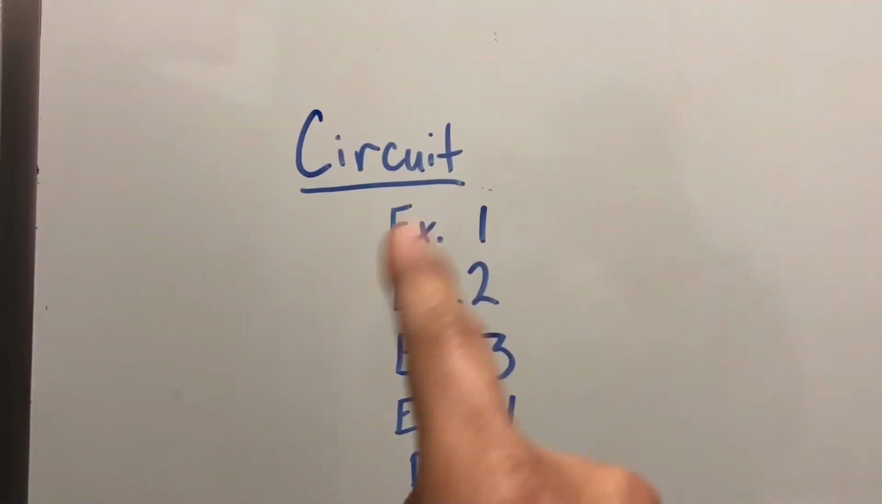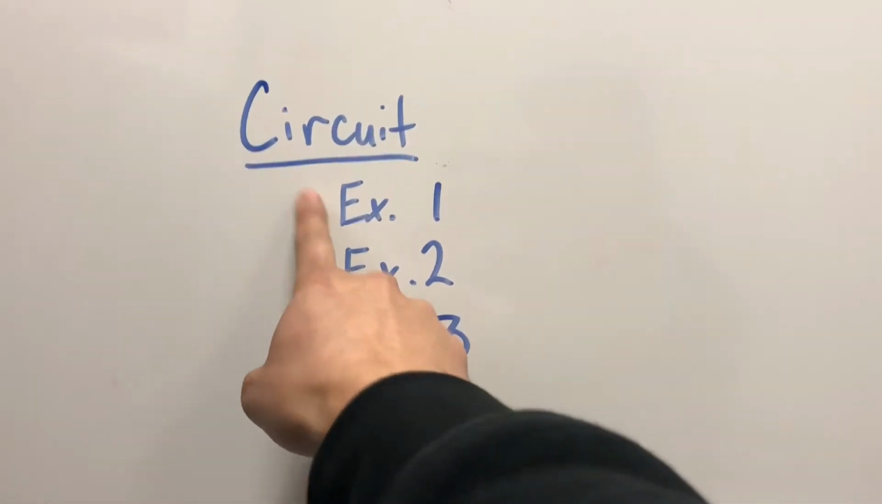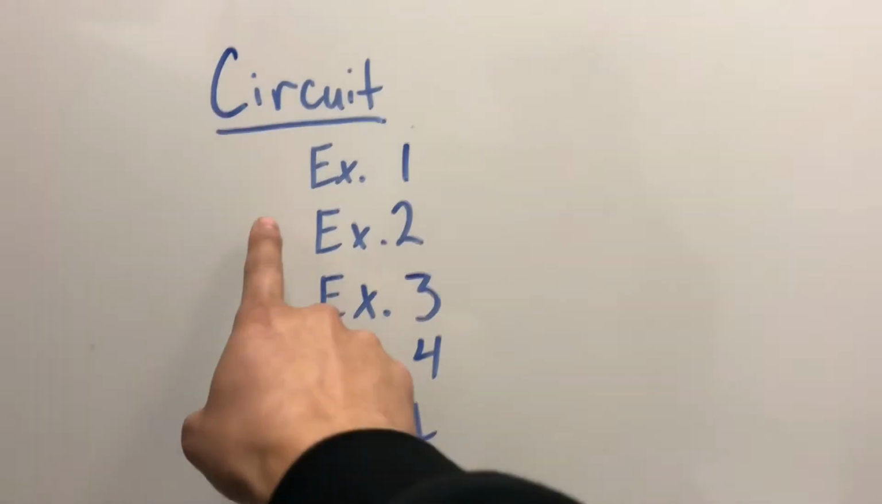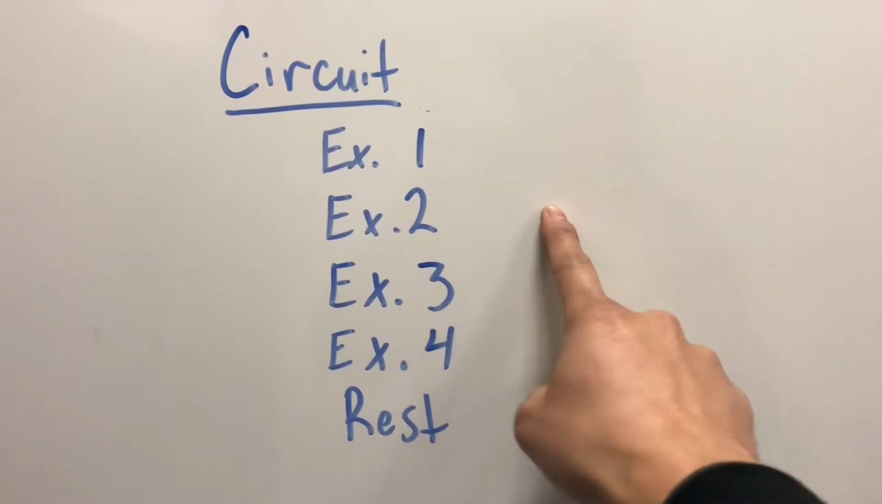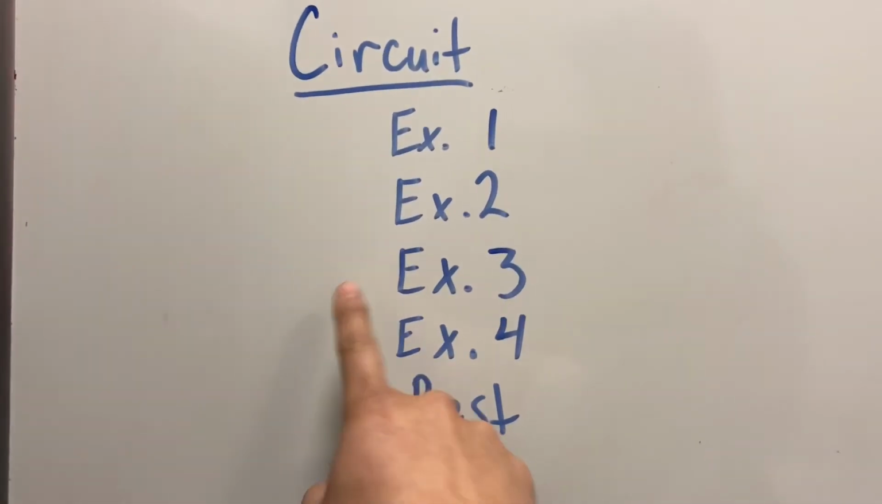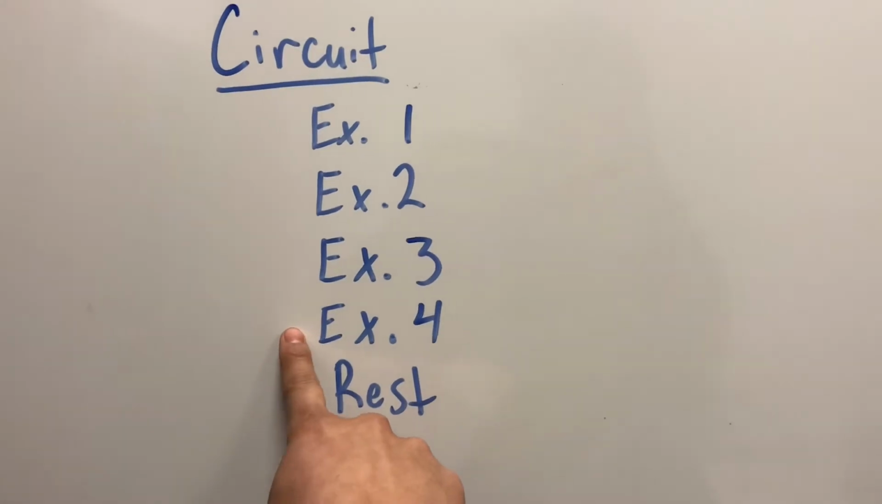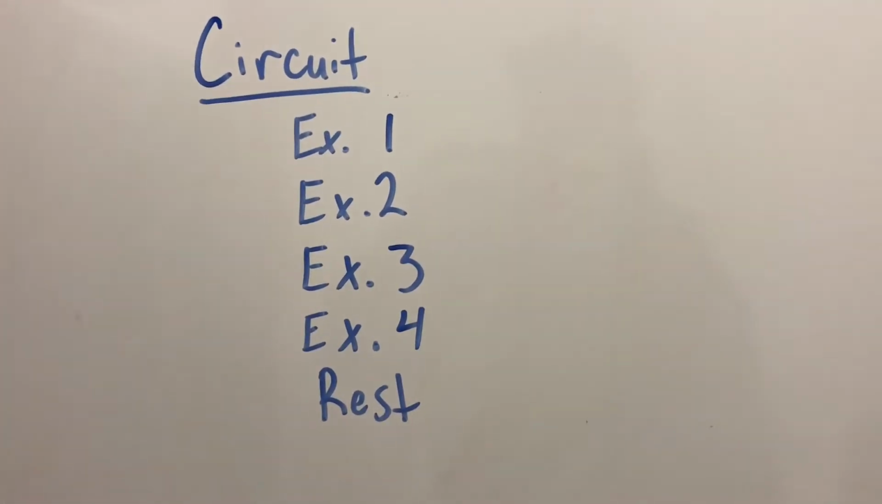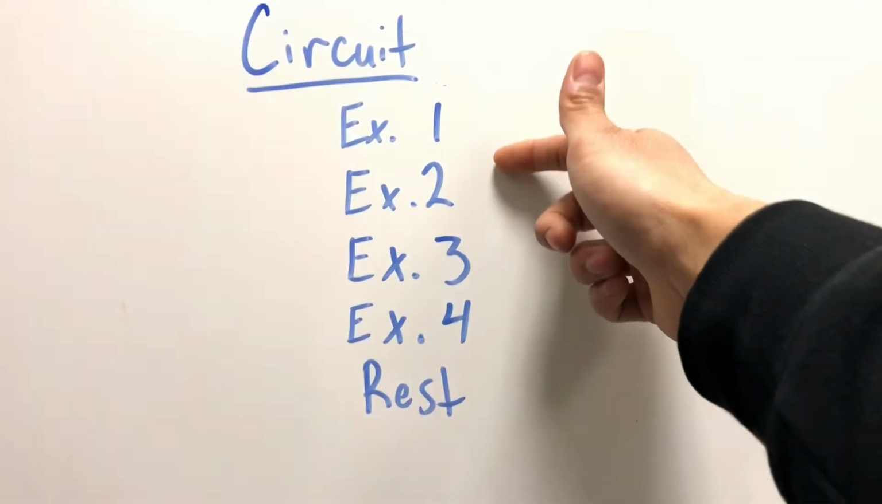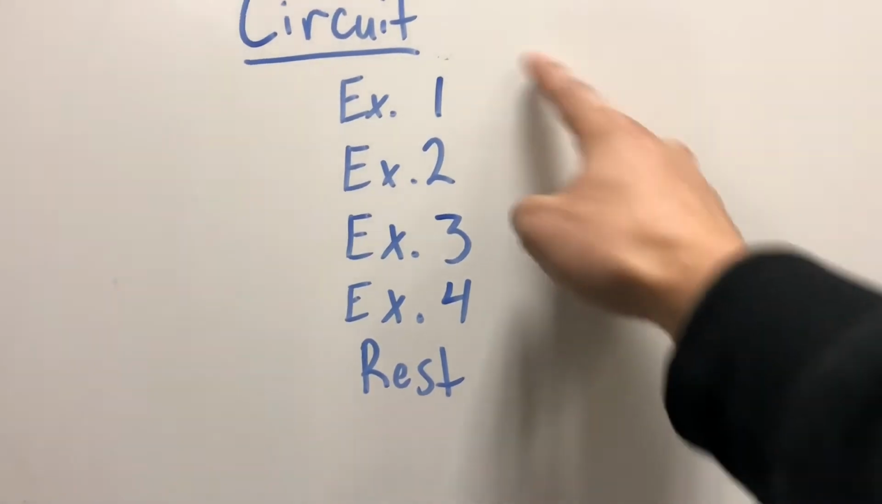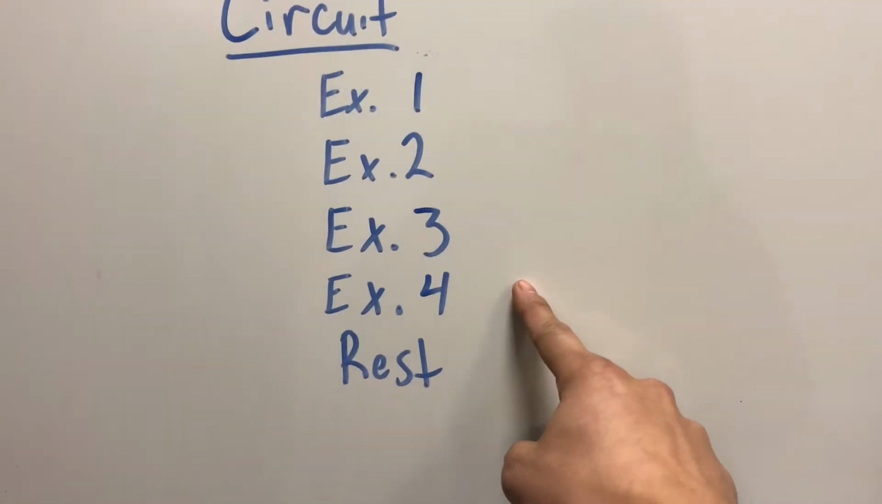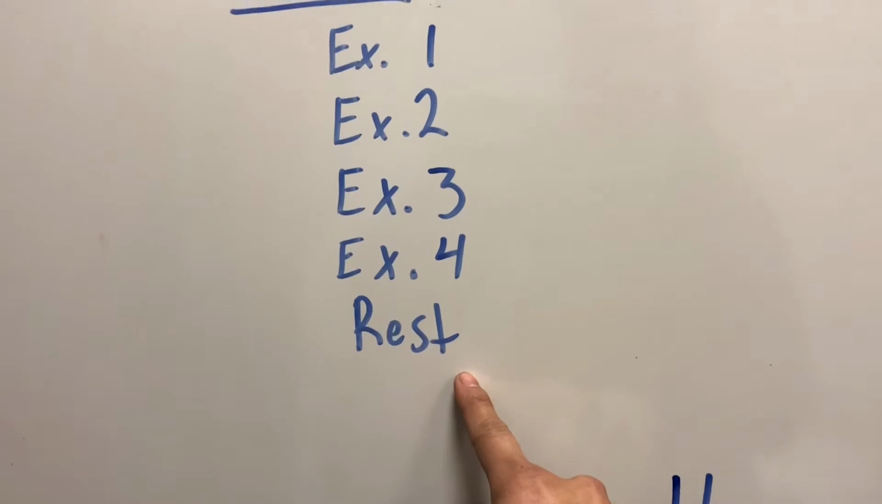For circuit training, you would complete exercise 1. It is a squat for 10 reps. Exercise 2, bench press for 10 reps. Then completing exercise 3, which is a bicycle crunch for 20 reps, and exercise 4, which is a plank for 30 seconds. After completing these back to back to back to back with no rest in between or minimal rest, then you would take your break.